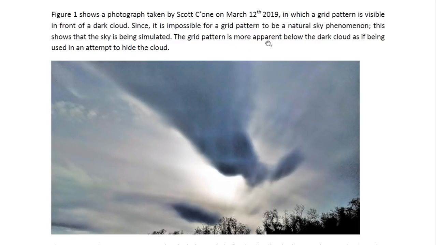So this grid pattern is more apparent below this cloud, as if being used in an attempt to hide the cloud. The cloud appears to actually be at a higher altitude, and there's another one that's about the same color as this one. No grid pattern apparent in front of it. But if you look carefully, you can see that the grid pattern appears to be at a lower altitude than the cloud. Seems to be in front, and not even the whole cloud is visible here. On the side, it seems to be not as dark, as if it's more visible on this side than here.